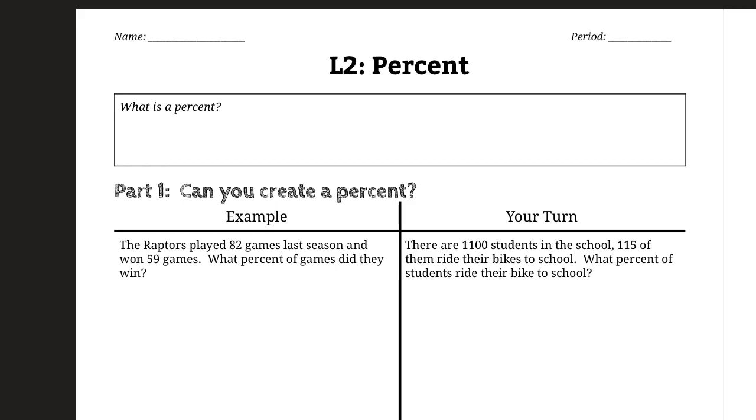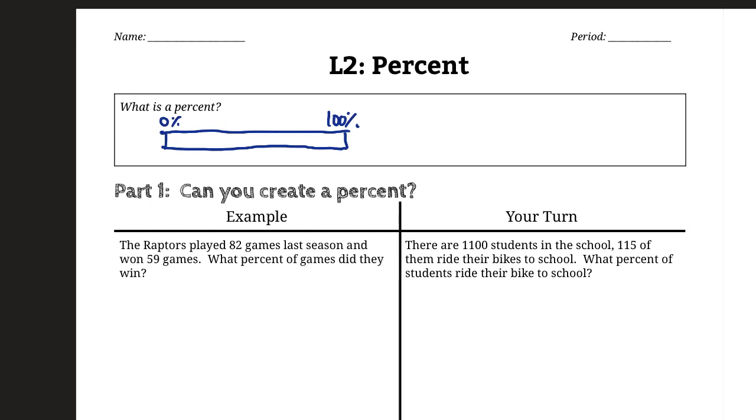What is percent and how do we calculate it? That's what this video is about. I like to think of percent as sort of a bar that fills up, and it can go from 0% to 100%. 100% means it's full, 0% means it's empty.